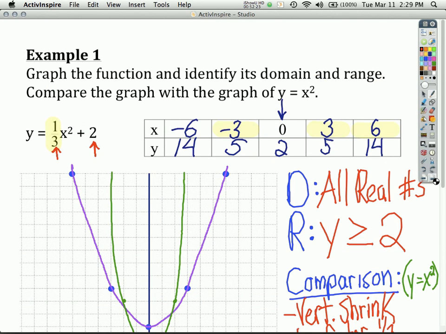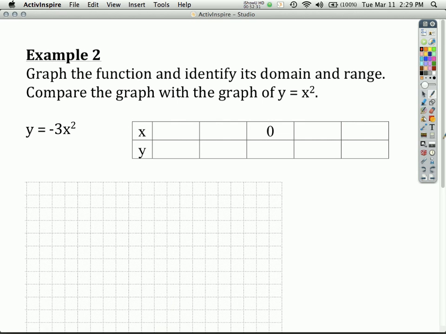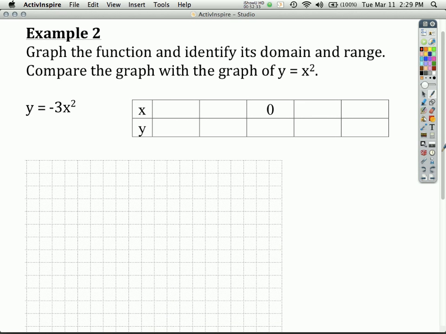So now let's look at a different one. Example 2. Read the instructions, but you don't have to actually copy them, and then copy the function y equals negative 3x squared.